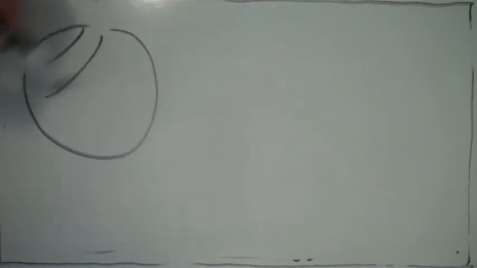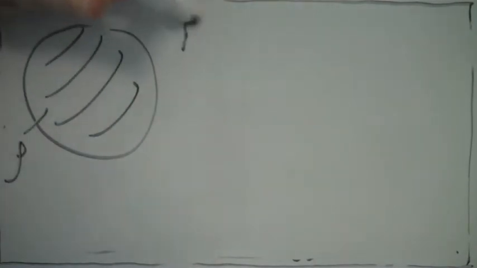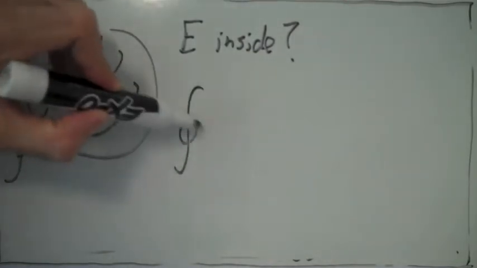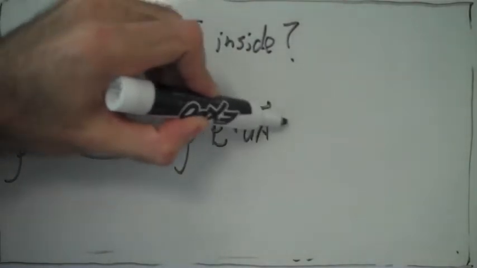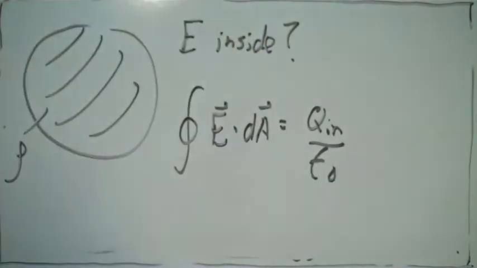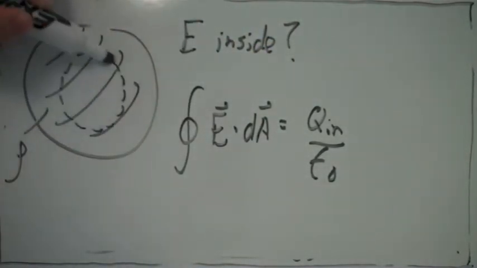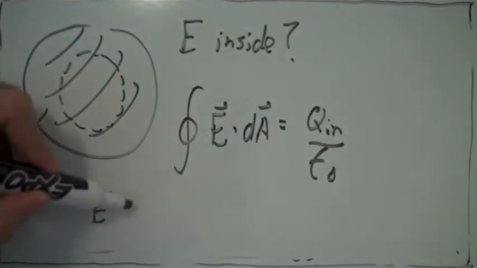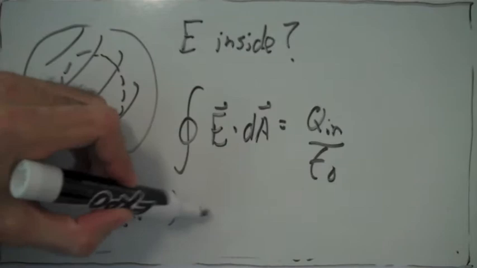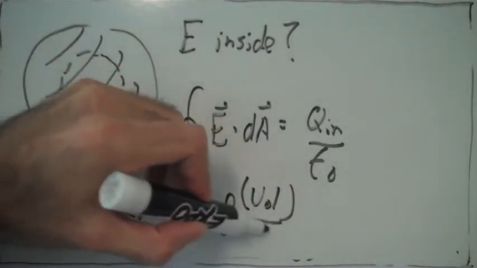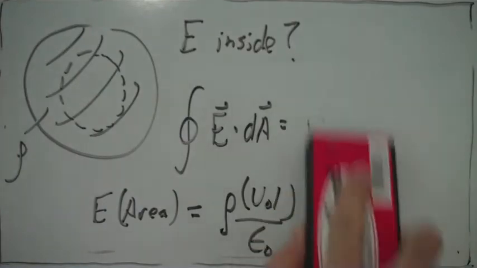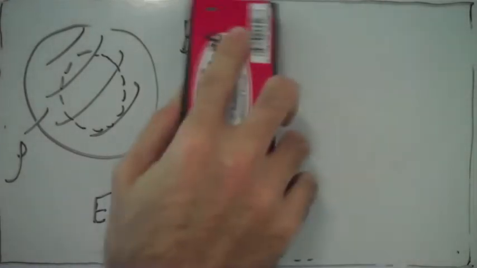So let's look at the solid sphere first, charge density rho. And the electric field inside the solid sphere is given by Gauss's law. This is Gauss's law. If we just draw a Gaussian surface inside this solid sphere like this, we can calculate the electric field at that Gaussian surface. So we just multiply the electric field by the area of the Gaussian surface. And the charge enclosed inside the Gaussian surface is given by the charge density times the volume inside the Gaussian surface.